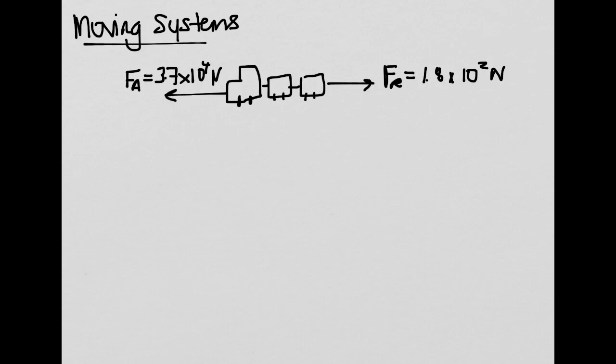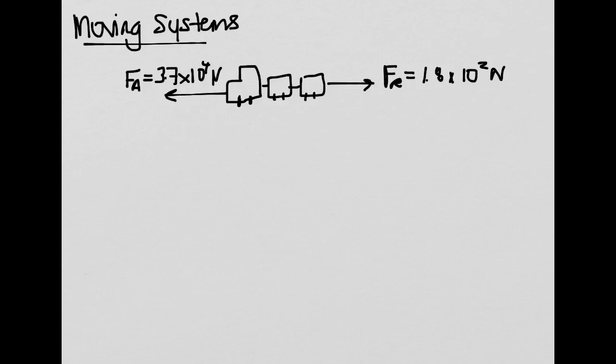So in moving systems, we have more than one mass and a whole bunch of forces interacting within and among the system. In the case such as the one below, consider the following. A cable pulls the following train with a force of 3.7 times 10 to the power 4 newtons to the left. The train experiences a resistive force of 1.8 times 10 to the 2 newtons right. Determine the acceleration of the entire train. In other words, determine the acceleration of the system.